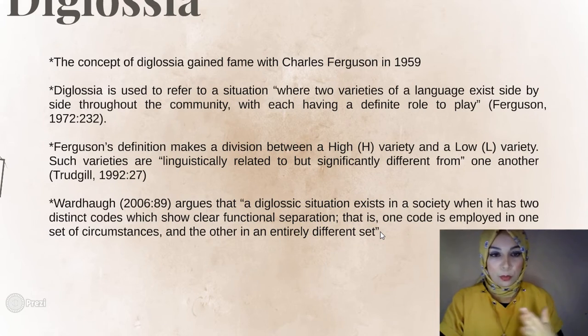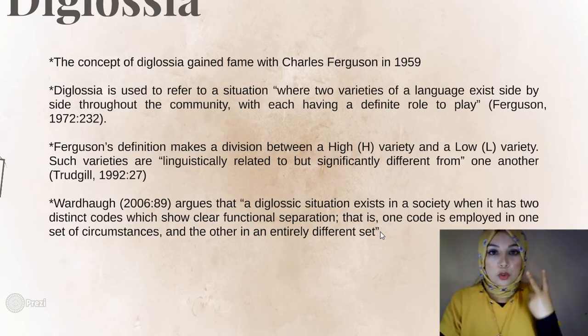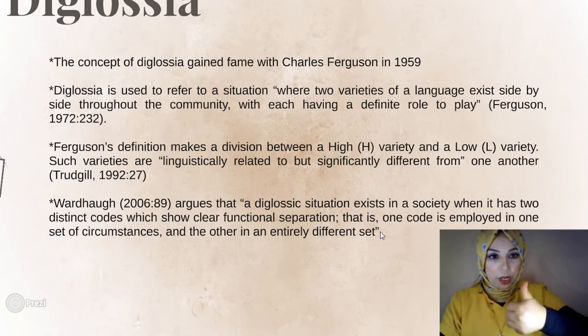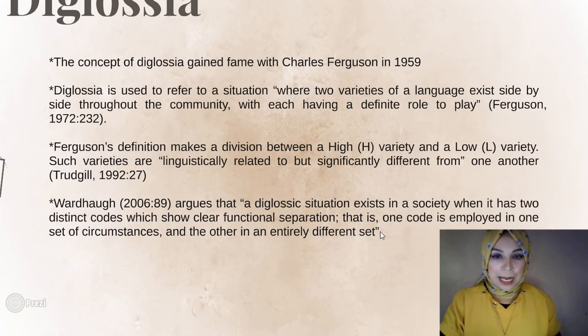For the definition, he says that diglossia is used to refer to a linguistic situation where 2 varieties of one language, the same language, exist side by side. That is, they coexist at the same time, in the same space, and in the same situation throughout the speech community. And each code or each variety has a definite role to play.